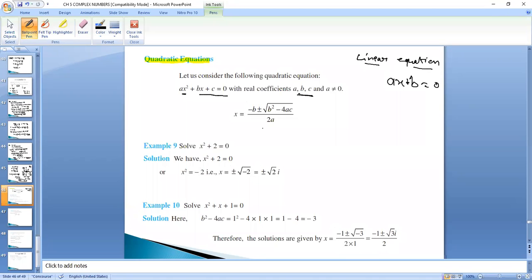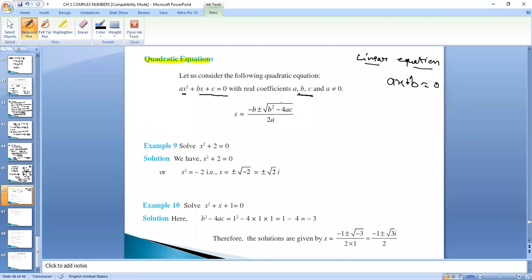So the solution of the equation ax square plus bx plus c gives us two values of x, right? When we substitute that value in the equation, the value will be 0, meaning the left hand side will equal the right hand side. So the solution of this equation is given by x is equal to minus b, the second coefficient, plus minus root b square minus 4ac upon 2a.